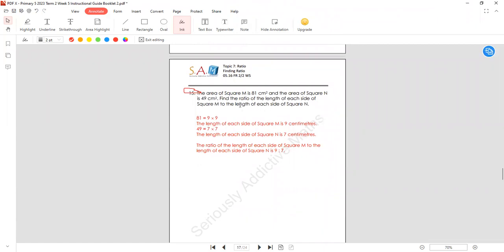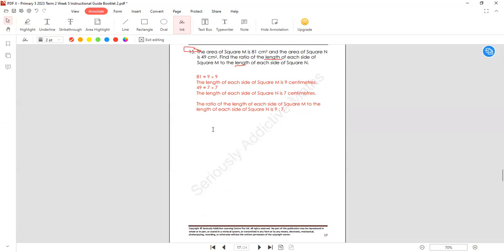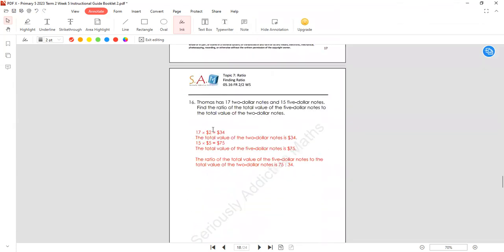Okay. What about this here? So this requires a bit more steps. I want to show them. Area of square M is 81 cm square, and the area of square N is 49 cm square. But they are finding the ratio of the length, not the area. So what they need to do is, what is the length of the square with 81 cm square? 9 times 9, length times length, so 9 cm for square M, and then 7 cm for square N, 7 times 7. Okay, so this requires some application knowledge of area.